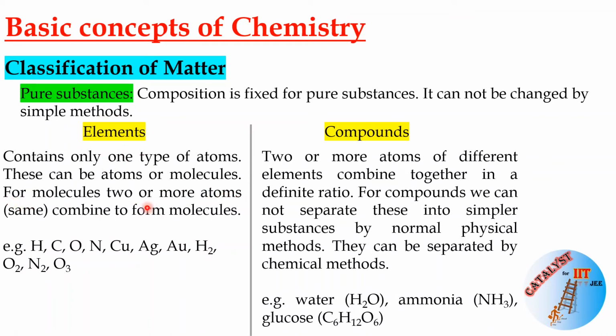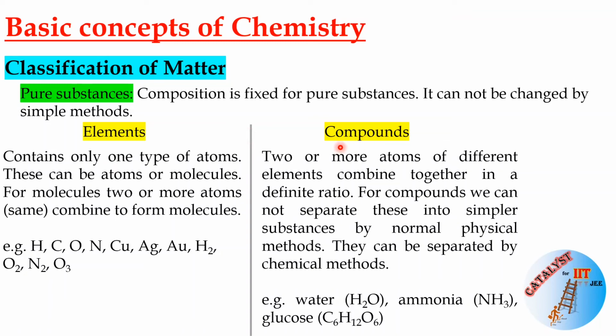Now for molecules, two or more same atoms combine to form molecules. As you can see here, the elements contain only one type of atoms, like hydrogen, carbon, oxygen, nitrogen, copper, silver, gold. As you can see, all are in atomic forms. But H2, this is a molecule, this is in molecular form. In case of H2, two same atoms, two hydrogen atoms combine to give the molecule. Like ozone, 3 oxygen atoms combine to form the O3 molecule. So these are pure substances, correct? And these fall under the category elements.